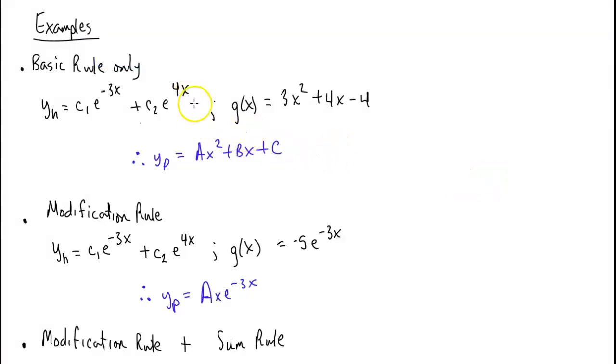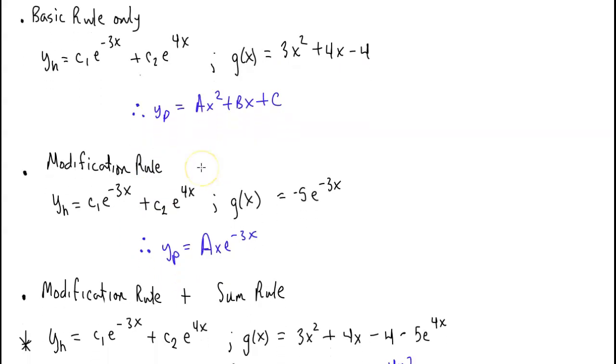So for our first example, if we're just talking about the basic rule, then let's assume that our homogeneous solution is just c1 times e raised to the 3x plus c2 times e raised to the 4x. And let's assume for this time our g of x is just this quadratic function here, okay? Since we have no common terms that match between the homogeneous solution and g of x here, we can just assume that our y sub p is going to be, in general, the form of a quadratic function, okay?